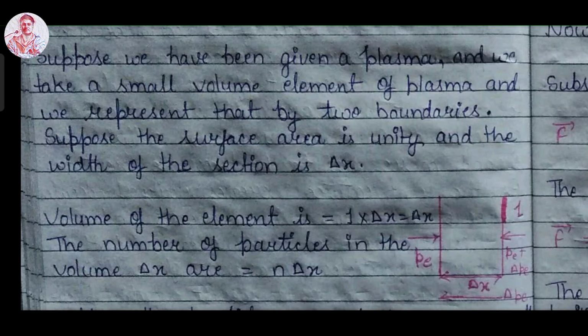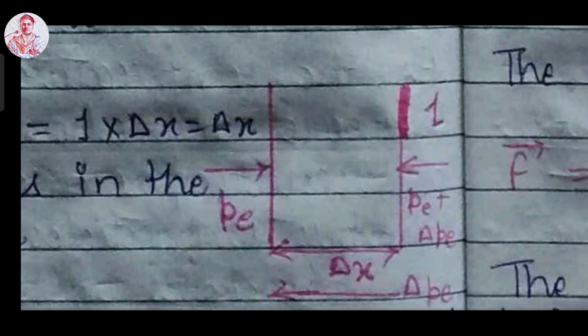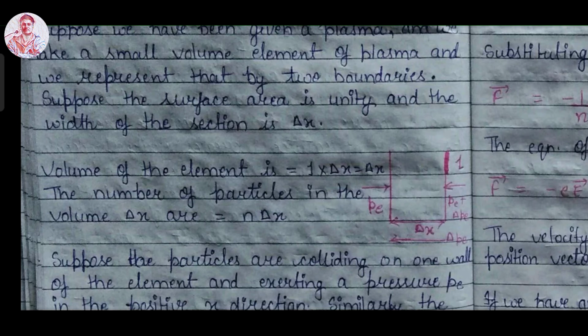Suppose we have a plasma and we take a small volume element. Suppose the surface area is unity and the width is delta x, as you can see here. By this, the volume of the element can be written as 1 into delta x, which is equal to delta x. The number of particles in the volume delta x is n into delta x.